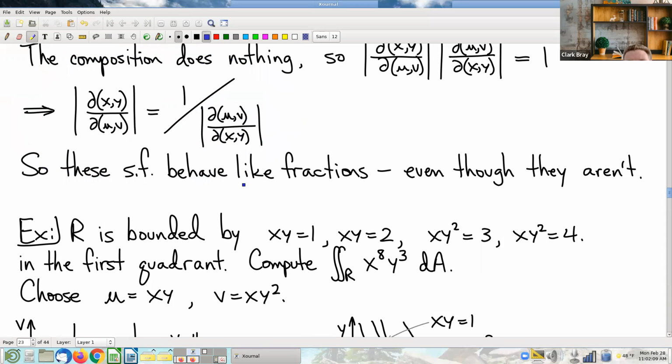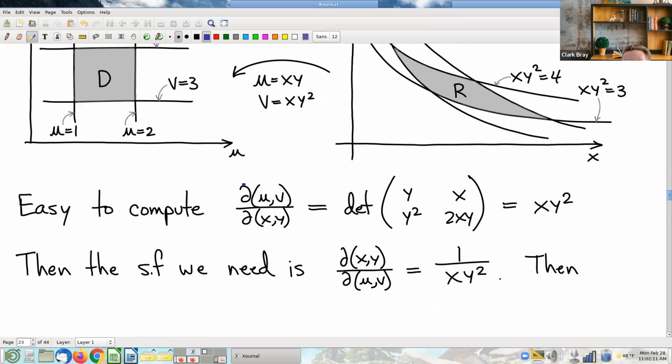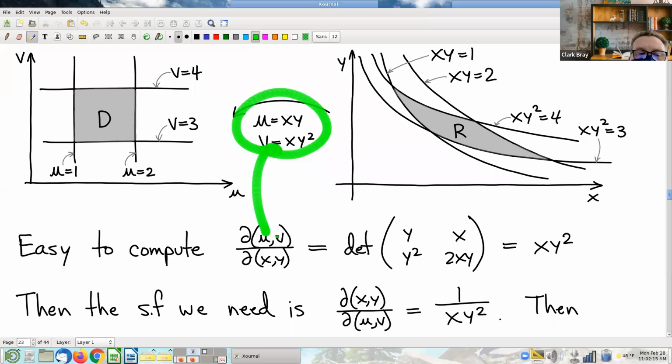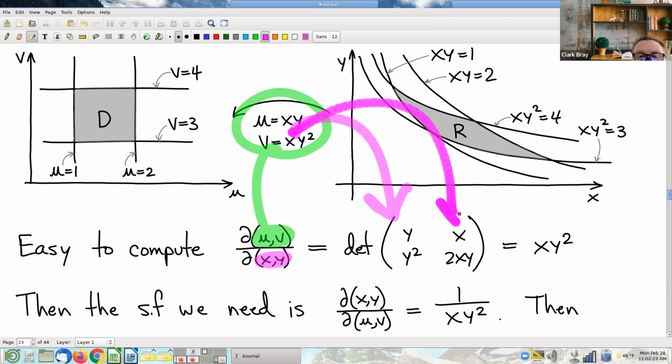Very nice. So yeah, so here we go. Computing the partials of u and v with respect to x and y is easy, because these are easy partials, right? The x partials are those. The y partials are those. I mean, that's just easy algebra there.